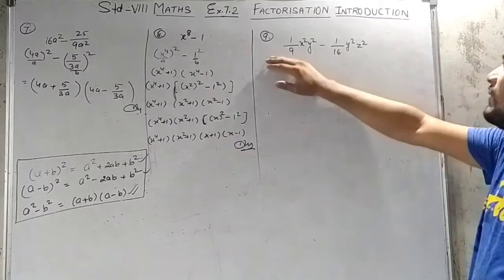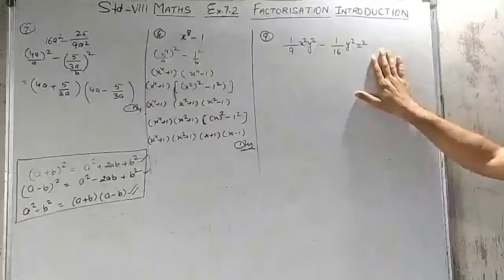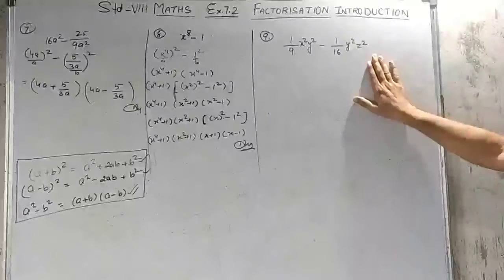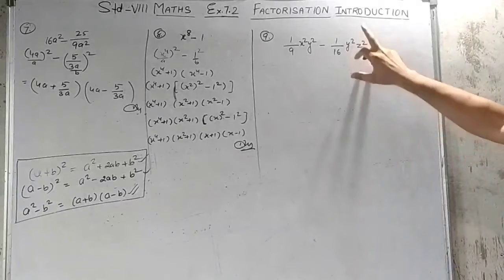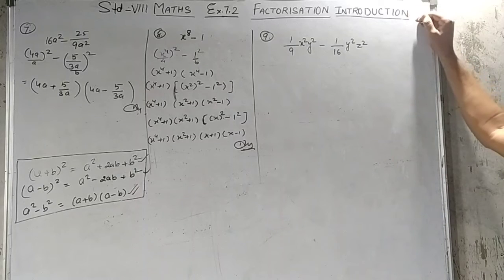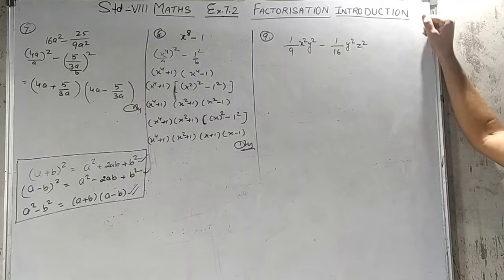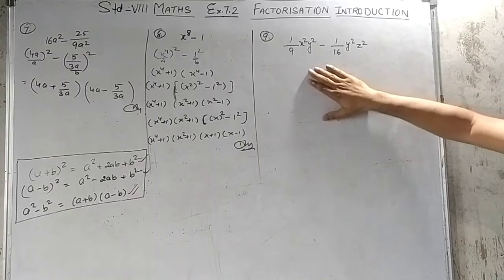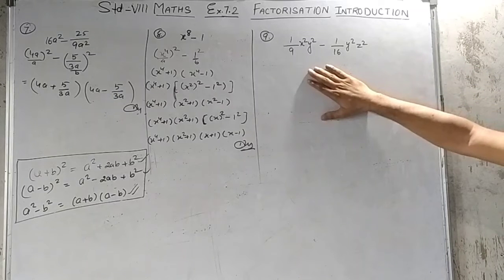Okay, so now we are going to move towards question number 9, और question number 9 हमारा क्या है? 1 by 9 x square y square minus 1 by 16 y square z square. Can you do the same? If you can please note down and find out the answer. Very good. नोट में देखो भाई साहब, मेरी तरफ नहीं. Anyway, so I'm going to write the answer 1, 2, 3.